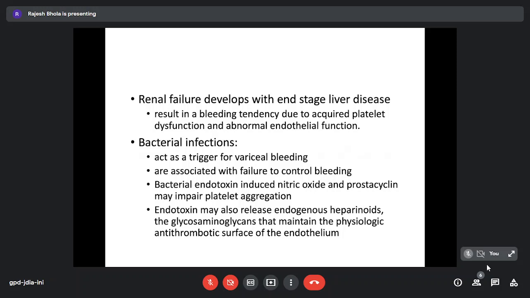So renal failure usually develops as a part of end-stage liver disease, resulting in bleeding tendency due to acquired platelet dysfunction and abnormal endothelial function. Bacterial infections act as a trigger for variceal bleeding and are associated with failure to control the bleeding. Bacterial endotoxin-induced nitric oxide and prostacyclin can also impair platelet aggregation. Endotoxin may also release endogenous heparinoids, the glycosaminoglycans, that can disrupt the physiologic antithrombotic surface on the endothelium, leading to more bleeding manifestations.